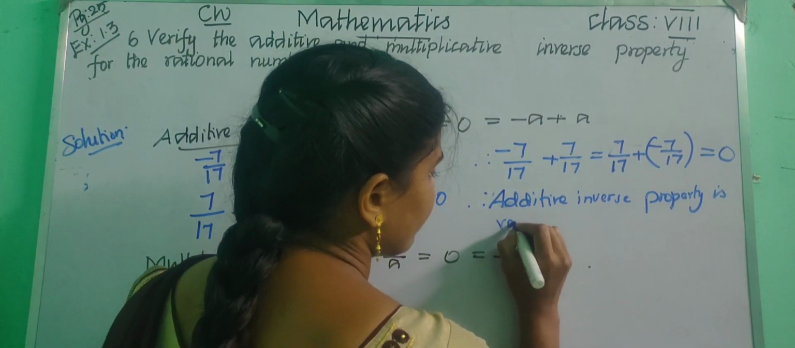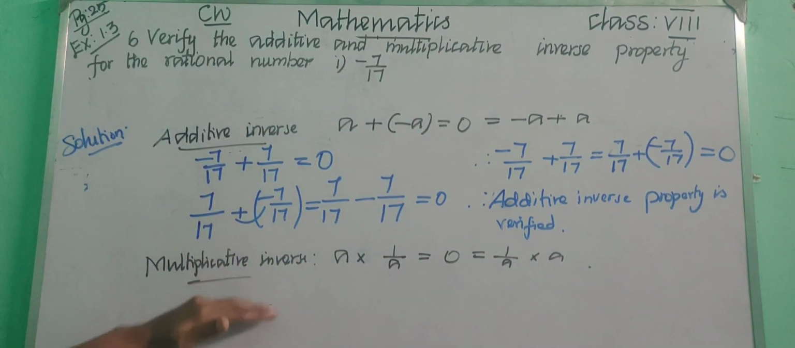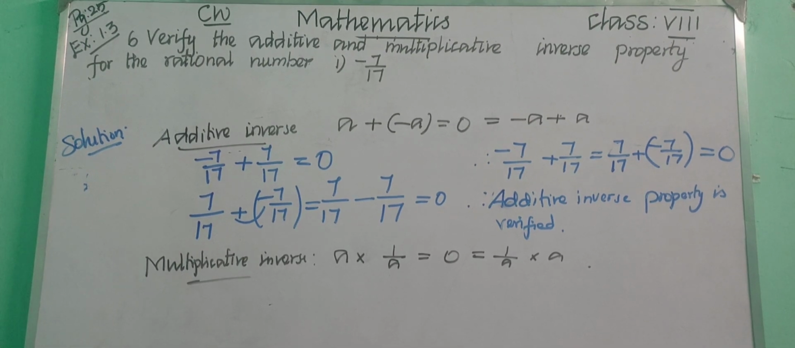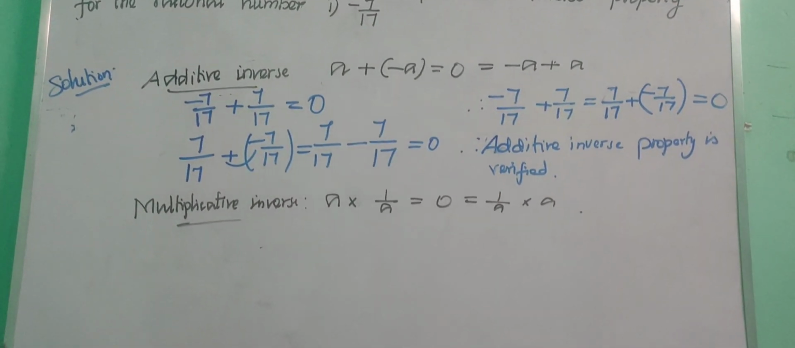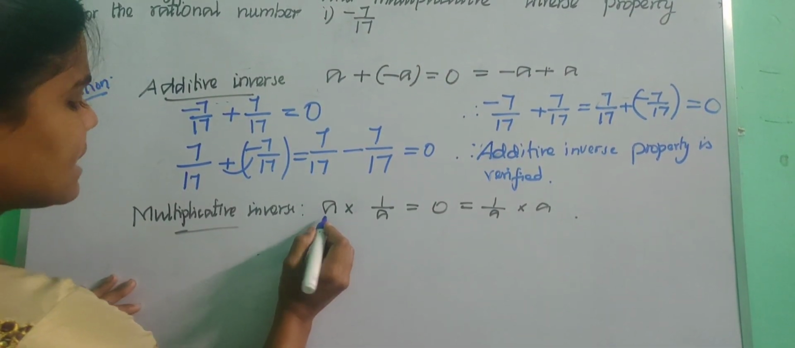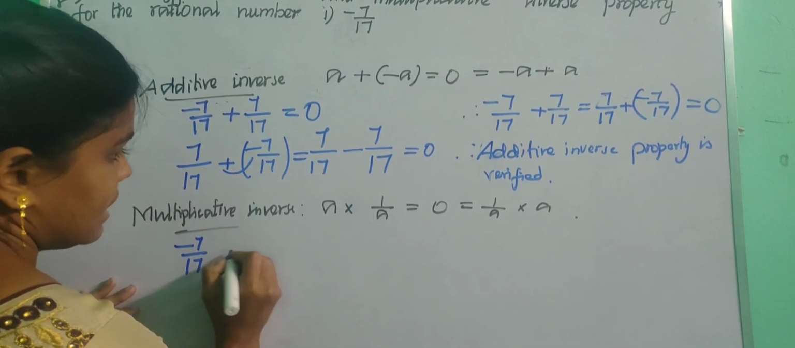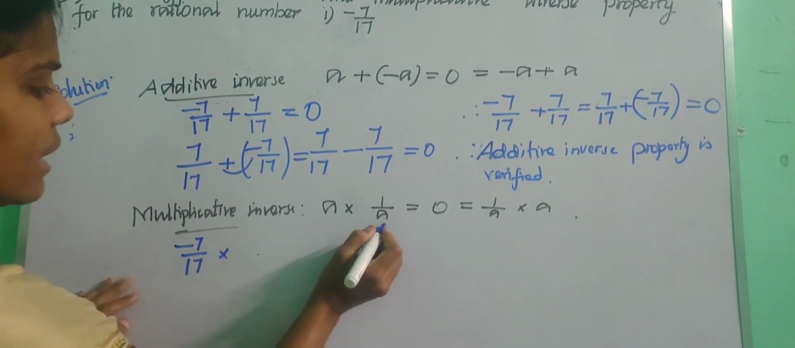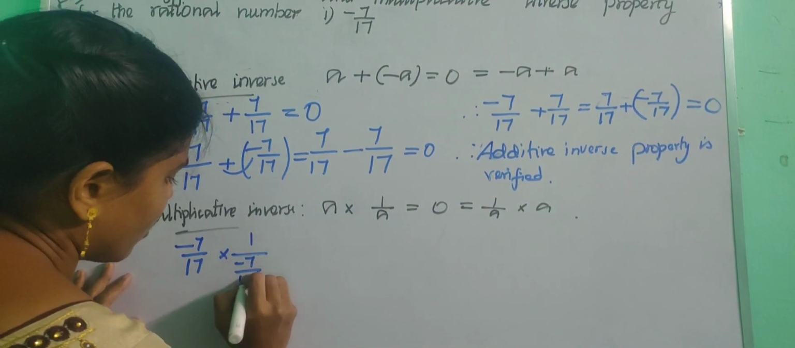Property is verified. Okay children, so let us do the next one, multiplicative inverse. So how will you do? So what is A here? Minus 7 upon 17, right? So A is minus 7 upon 17. So minus 7 upon 17 into what is 1 upon A? 1 upon minus 7 upon 17.